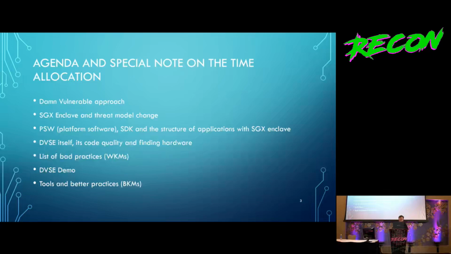So here is the agenda. I'm going to remind you what a dumb vulnerable approach is. I'm going to speak about what an SGX Enclave is, how it changes the standard threat model, and why I think that it is good. What is platform software, the SDK, and what is the standard structure of an application with an SGX Enclave built with this SDK. The training target itself, its code quality, and finding hardware for it. I'll list bad practices, the most important part. I'll do a demo of my training target, and we'll try to discuss tools and better practices if we have time for this.